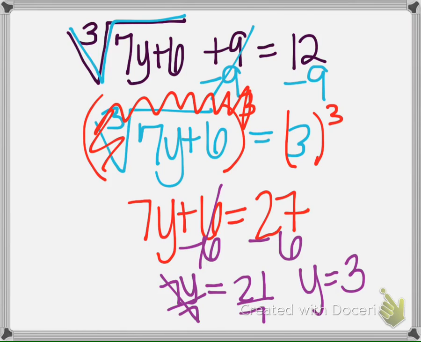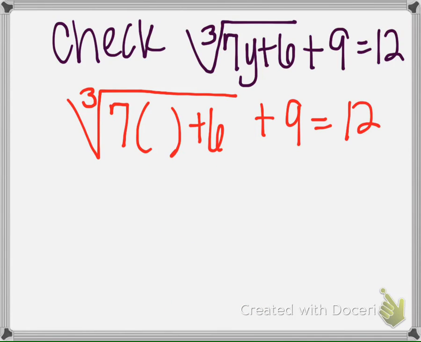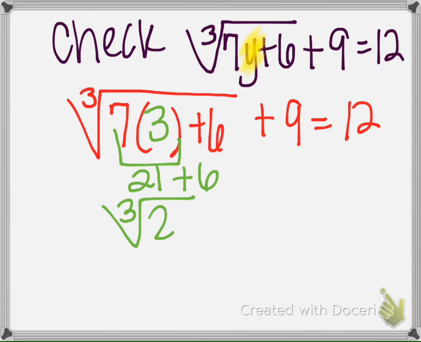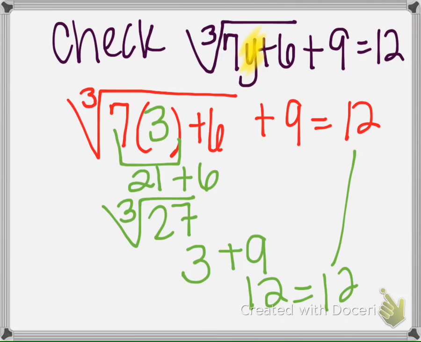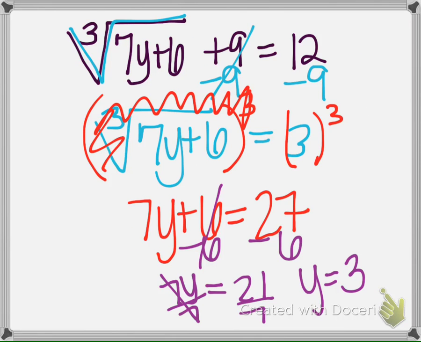So we have to check to make sure it works though. We need to take out the y and plug in the answer we got, 3, and check it. So 7 times 3 is 21, plus 6. And then we have the cube root of 27, which is 3. And 3 plus 9 is 12, which gives us the same thing on both sides, so we know that 3 is a solution for y.